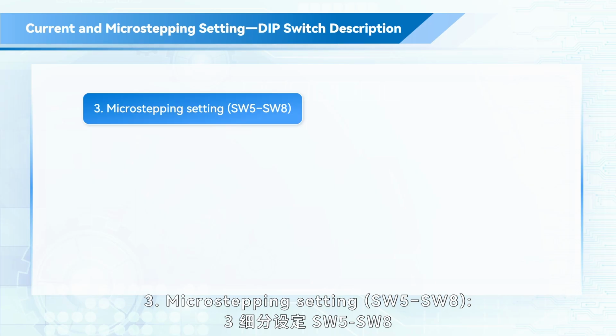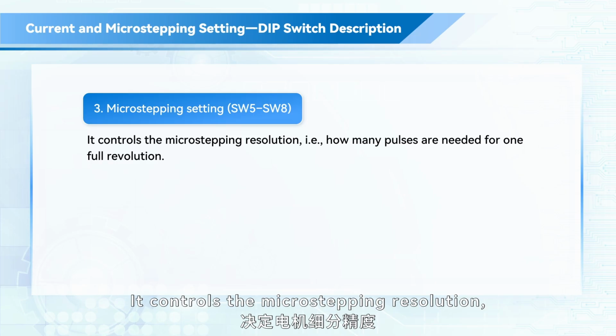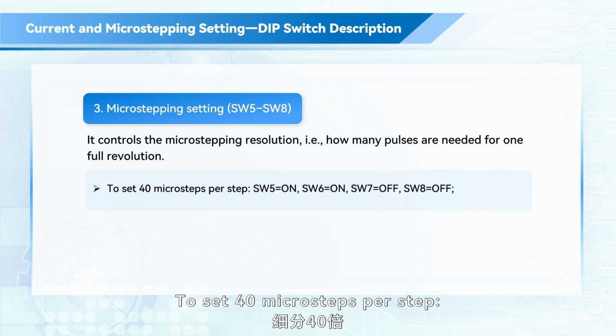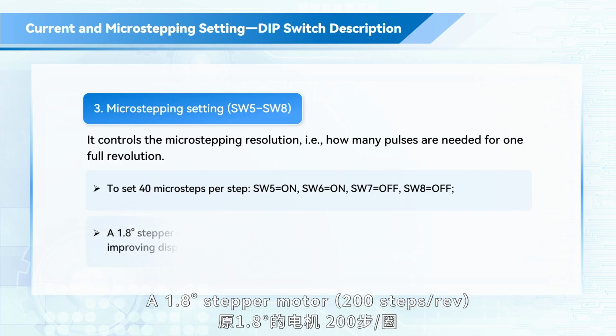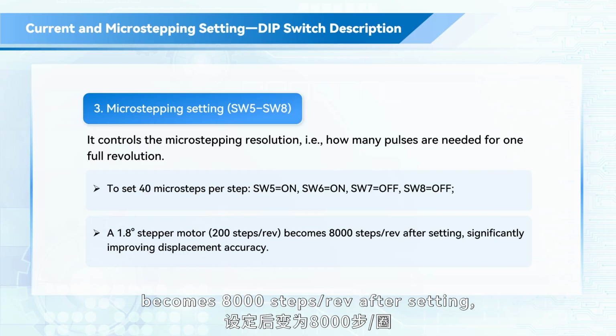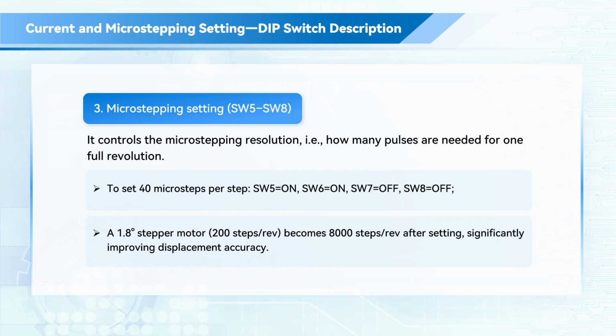3. Microstepping setting, SW5 to SW8. It controls the microstepping resolution, i.e. how many pulses are needed for one full revolution. For example, to set 40 microsteps per step, SW5 equals on, SW6 equals on, SW7 equals off, SW8 equals off. A 1.8 degrees stepper motor, 200 steps per revolution, becomes 8,000 steps per revolution after setting, significantly improving displacement accuracy.